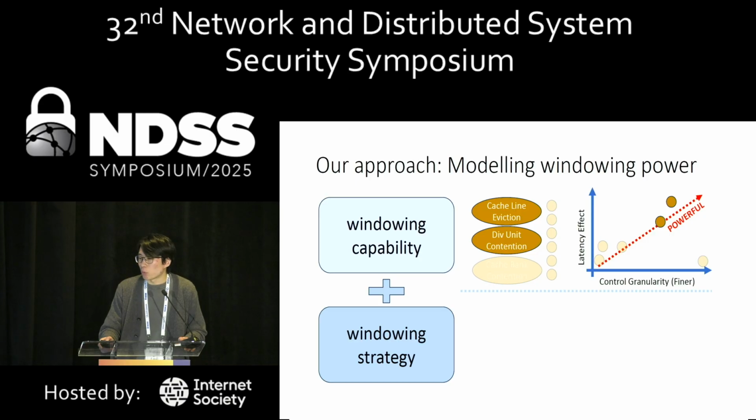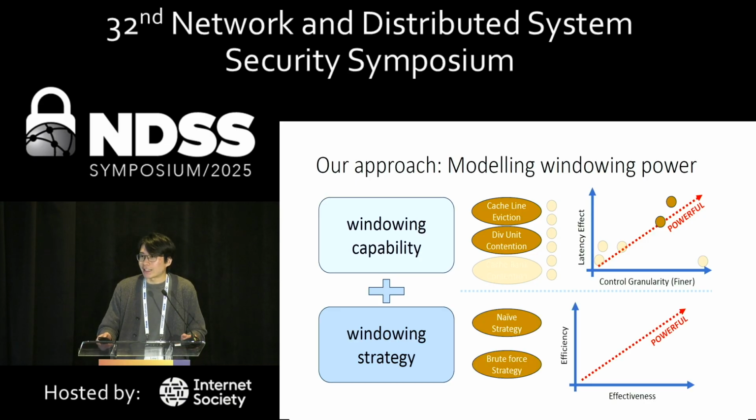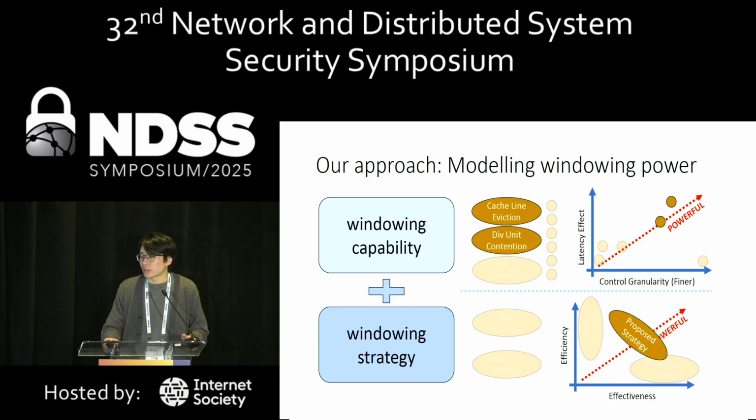The second part of the windowing power is a windowing strategy, which is basically a searching algorithm for the most effective attack pattern. We evaluate two existing strategies based on their efficiency and their effectiveness, and we notice that neither of them can achieve both efficiency and effectiveness at the same time. Therefore, we propose a new sophisticated strategy that can achieve close to optimal effectiveness while remaining efficient in practice.